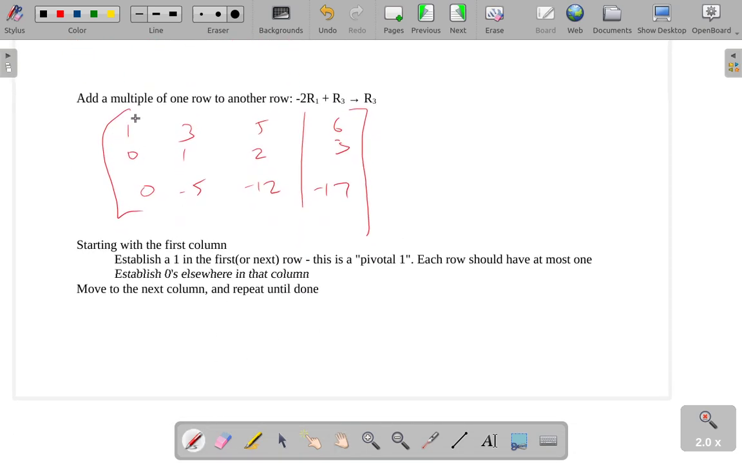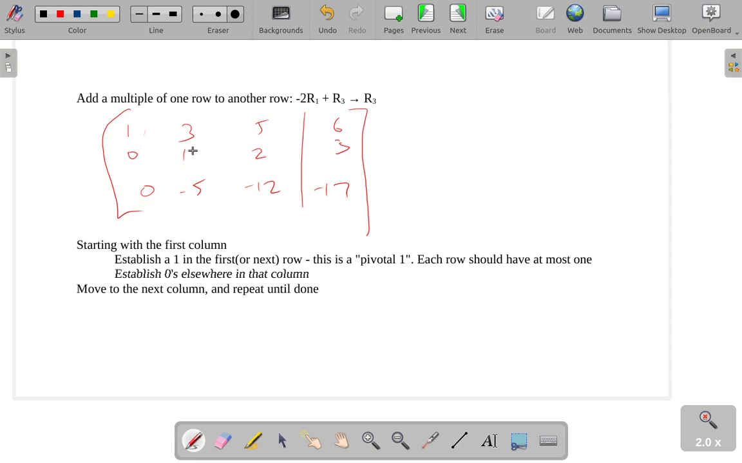This is kind of how we would proceed from here. We would continue this process. What we did is we established a 1 up here, and then we used that 1 to get rid of all the values that are below it, to make these into zeros. This one was already a 0, so we didn't have to do anything there, but I used a multiple of the first row and subtracted it from the second row to make this one into a 0.